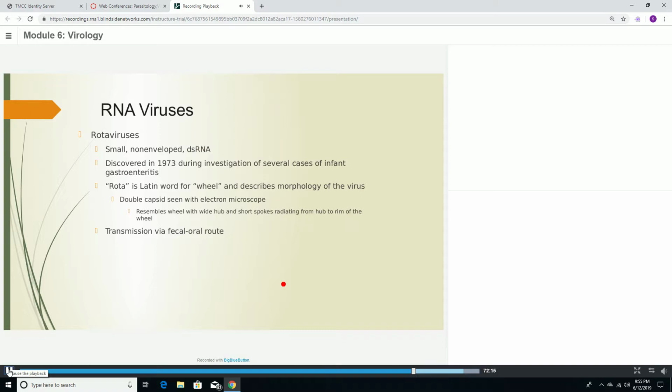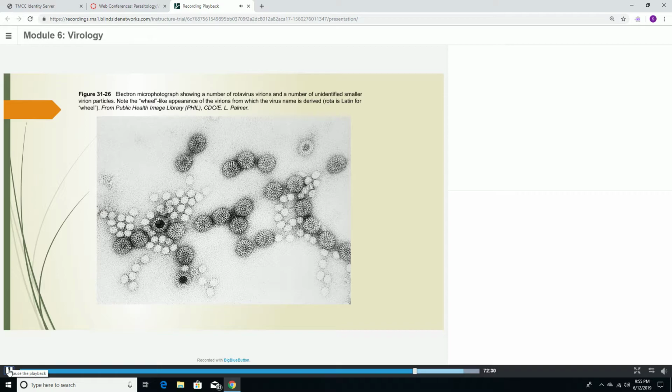A double capsid is seen with an electron microscope. It resembles a wheel with a wide hub and short spokes radiating from the hub to the rim of the wheel. It's transmitted via the fecal-oral route. Here's a picture of that rotavirus under an electron micrograph, so you can see what we just described on the last slide.